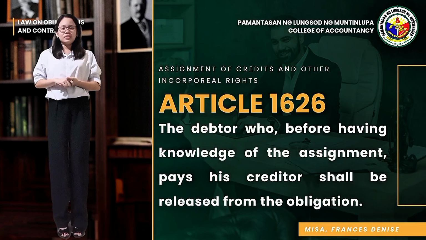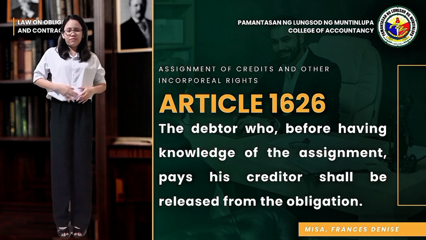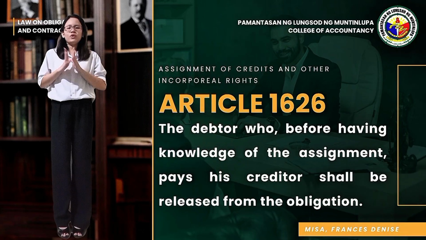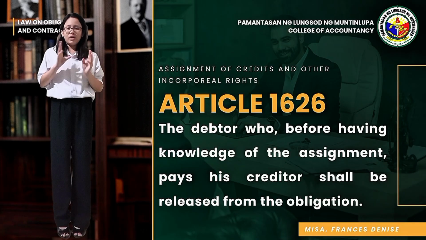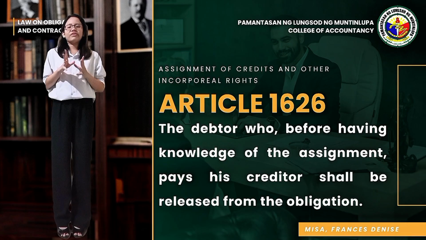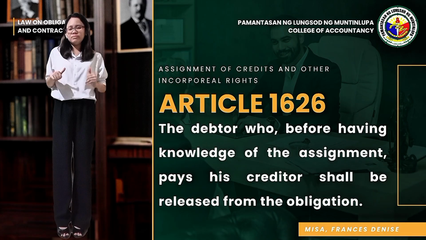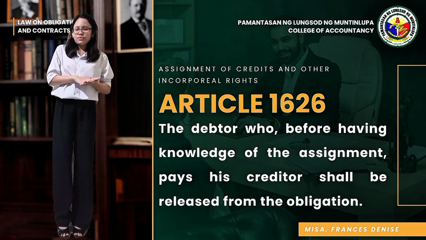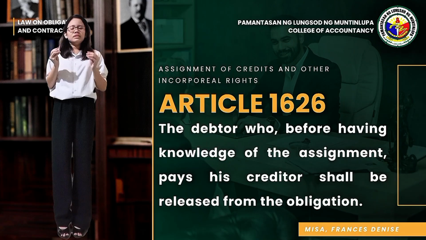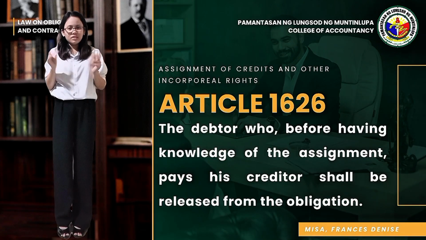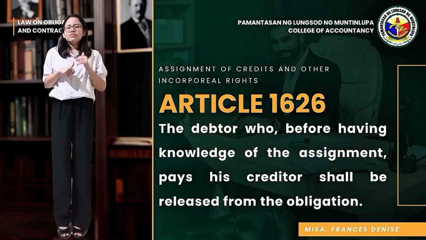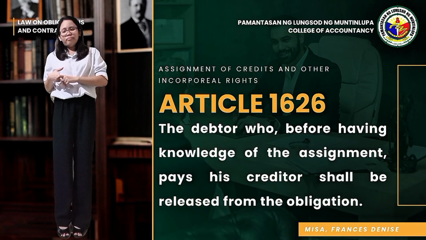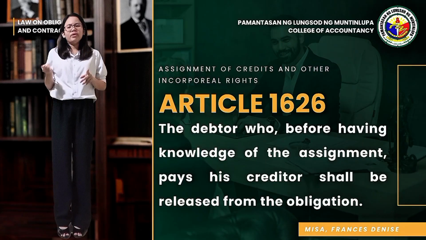Article 1626 is about the notice of an assignment. This article states that if the debtor pays their original creditor before being notified that the creditor has transferred or assigned their right to receive the payment to someone else, which is the assignee, then the debtor is released from their obligation. So in this context, the crucial factor is the lack of knowledge. For a payment to be valid, the debtor must not be aware of the assignment at the time they make the payment.